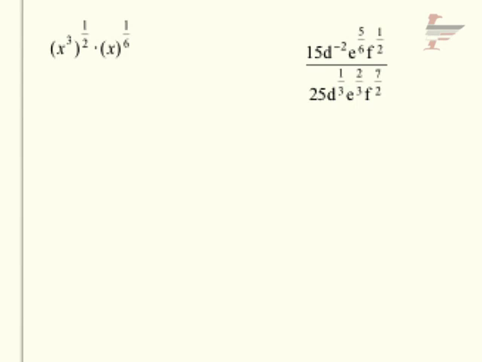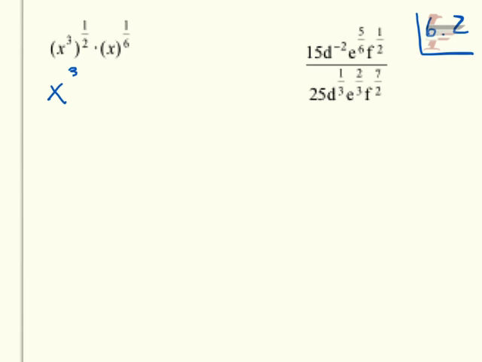Okay, this video is 6.2 again, but this is including variables, so go ahead and pause and see how you do. The first one, you have like bases, but you also have power on a power, so you do have to start there. So when you have a power on a power, you multiply.